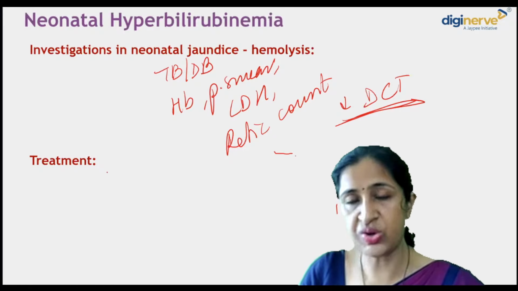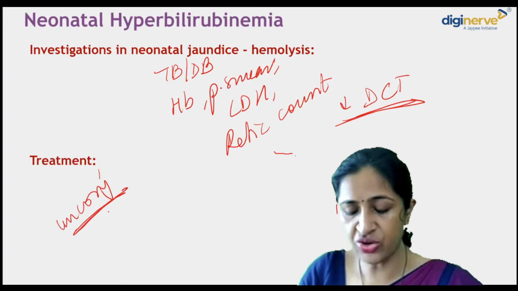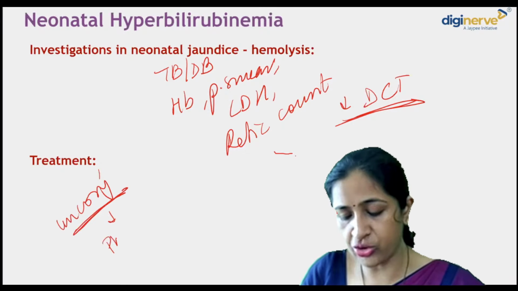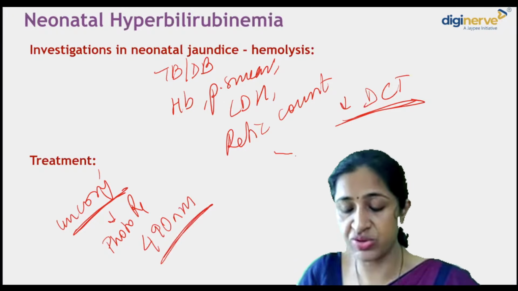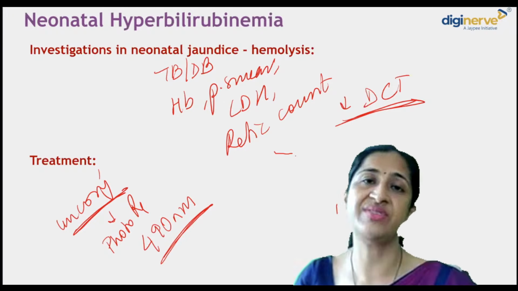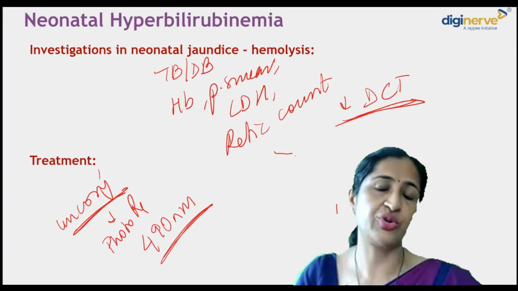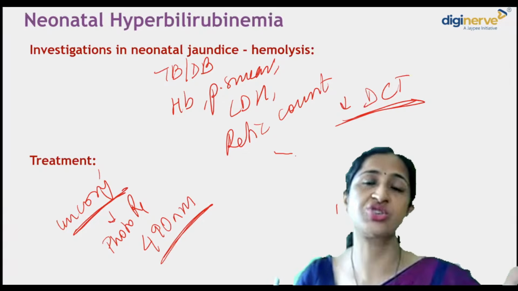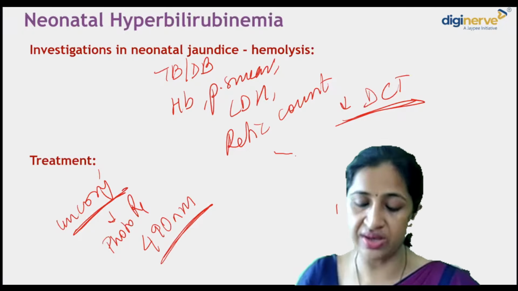Treatment, usually it is unconjugated. Unconjugated, you're going to treat with phototherapy. Blue light, 490 nanometer is the blue spectrum. So blue light is what you're going to keep the baby under when you use phototherapy. This has 3 mechanisms: photooxidation, photoisomerization, structural isomerization to lumirubin, conversion into water soluble polymer, and excretion in the urine. That is the basis of phototherapy.